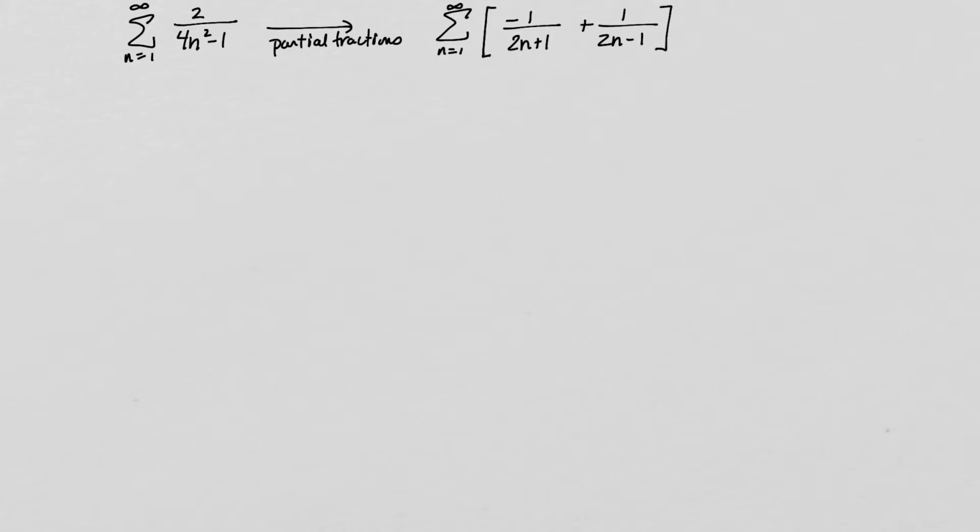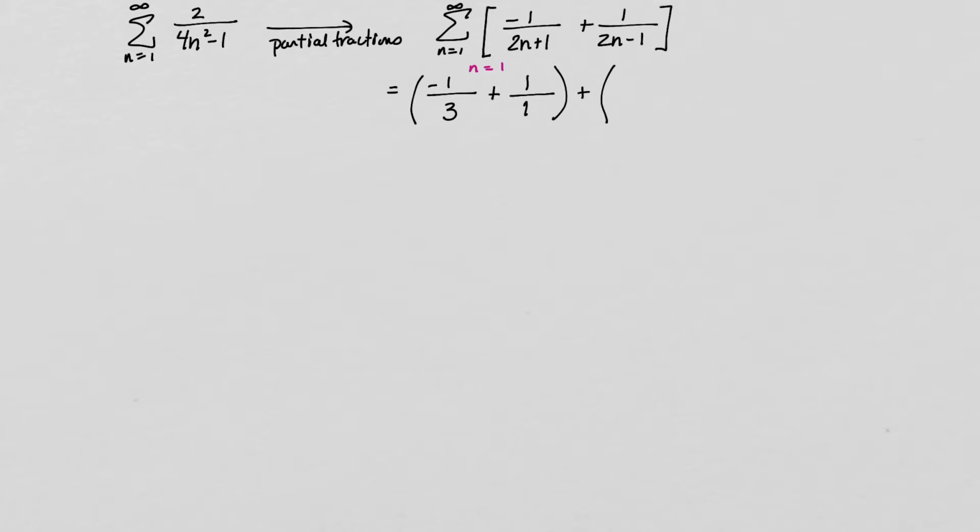Let's begin to write out what this series looks like, if I write out some of the terms. If I put in n equals 1, I would have negative 1 over 2 times 1 plus 1, so negative 1 over 3. Plus, if I plug in 1 here, we have 1 over 2n minus 1, so 2 times 1 is 2, minus 1 is 1. So this is the n equals 1 term.